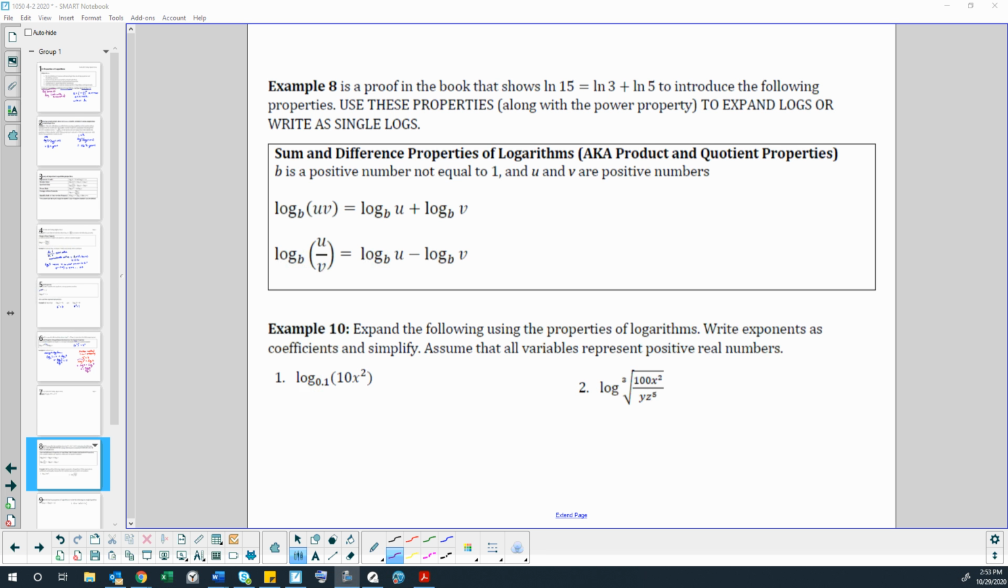I'm running out of time today, and I wanted to get to these properties, so I'm skipping example 7 for now. Sum and difference properties of logarithms. Usually I call these the product and quotient properties. So this has to do with if you have two parts to your argument that are multiplied together, you can separate those with addition. And if you have parts of your argument, of your logarithm, that are dividing, you can separate any of those with subtraction.